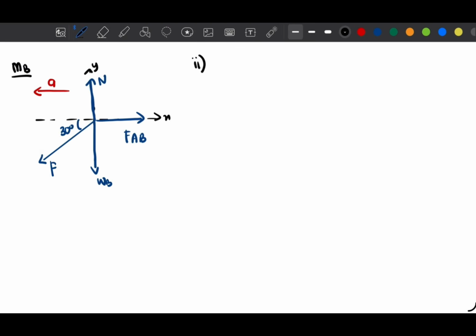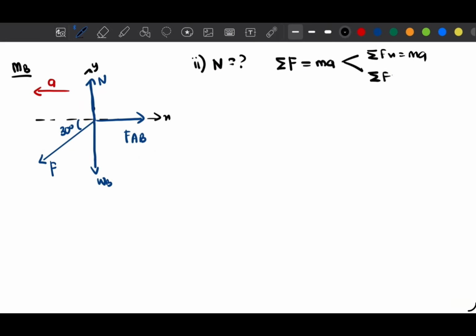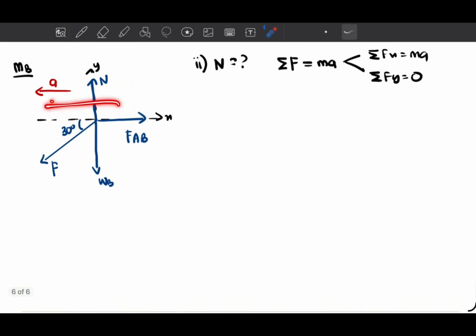Okay, since we have already identified the forces and sketched the free body diagram, we're going to proceed to the second question. The second question has asked us to calculate the normal force. So to calculate the normal force, we are going to apply Newton's second law. Any calculation in this chapter involves the equation of Newton: summation F equals ma. Since my object here is moving along the x-axis, my summation Fx will equal ma. And summation Fy automatically becomes 0 because there is no motion in the y-axis. The object is only moving to the left in the x-axis direction.